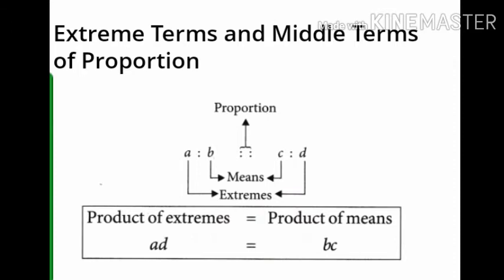Extreme terms and middle terms of proportion. Here the first and fourth terms in the proportion are called extreme terms, and the second and third terms of the proportion are called the middle or the mean terms. In this statement of proportion, the four terms which we have written in order are called the respective terms. Formula of proportion: we can write product of extremes is equal to product of means, that is a into d is equal to b into c.